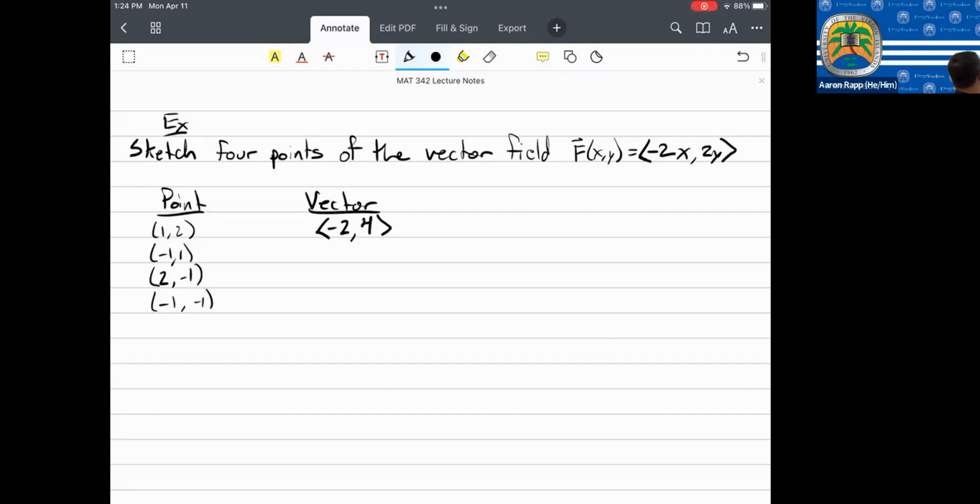All right, what about the point negative 1, 1? I take the x coordinate, multiply it by negative 2. So negative 2 times negative 1 gives me positive 2. And then 2 times a positive 1 for the y coordinate gives me a positive 2 again. What about 2, negative 1? What's its vector going to be? Negative 4, negative 2. What about the vector for the point negative 1, negative 1?